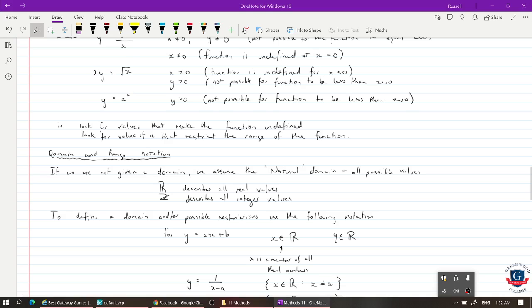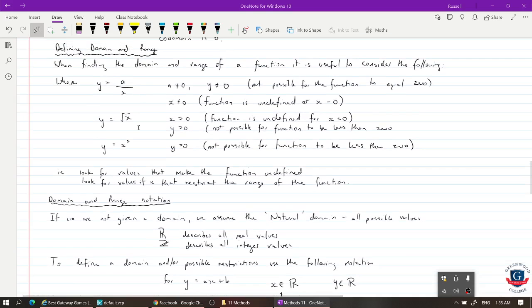For root x, there's no way that this function can be negative, because if x becomes negative, the function becomes undefined. So y will be positive for all values, and so will x. For y equals x squared, there's no way that you can make a parabola with a turning point at 0, 0 take on a y value of less than 0. These are the sorts of considerations that we're going to take in place when we're looking at domain and range in a second.